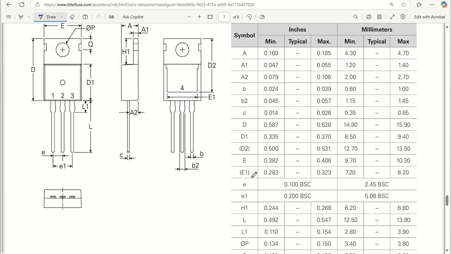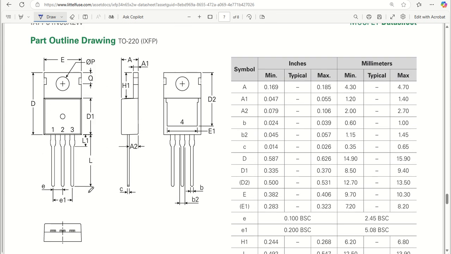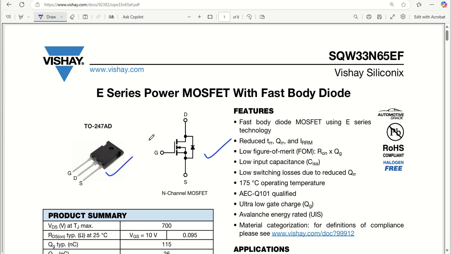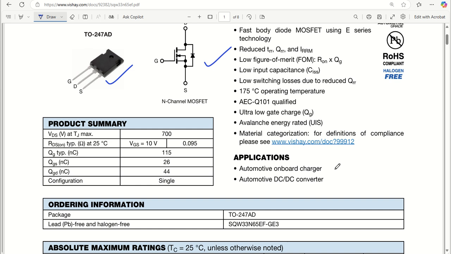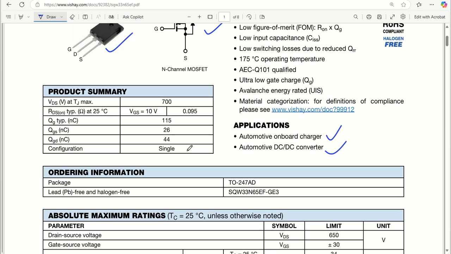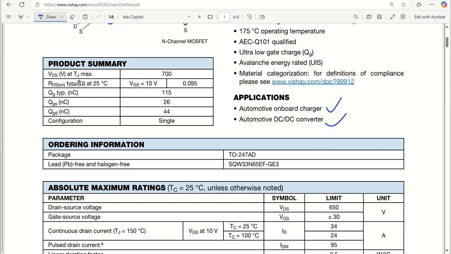These are mechanical data that you have to look into, like the length, width, and everything. Let's take an example from Vijay. Vijay also shows the same thing. You can see we have the N channel MOSFET symbol. This is the TO247 package, and we have a lot of features. Then we have applications like automotive onboard charger and DC-DC application. This is the part number of this particular Vijay enhancement type MOSFET. If you see the product summary, the VDS, the current capabilities, and all those things are given very nicely.